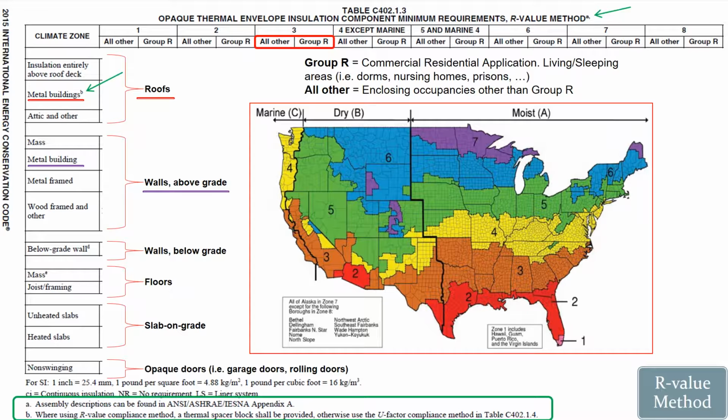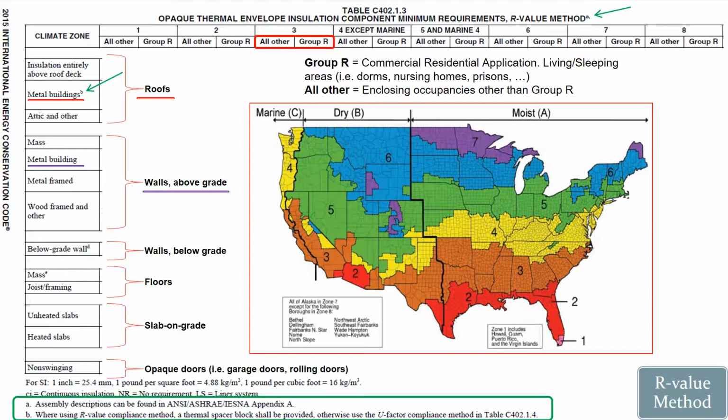I want to point out two footnotes. There's a little footnote up here at the top of the table, footnote A, and then a specific footnote for metal buildings, footnote B. Footnote A, it says for any insulation used for any building type, you would take a look at the assembly descriptions within ASHRAE 90.1 Appendix A. So even though you're using the IECC to meet the code, it points you outside of the IECC for information about these particular roof and wall and floor insulation types.